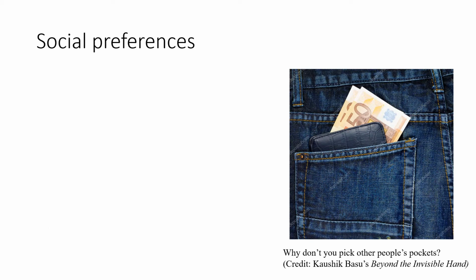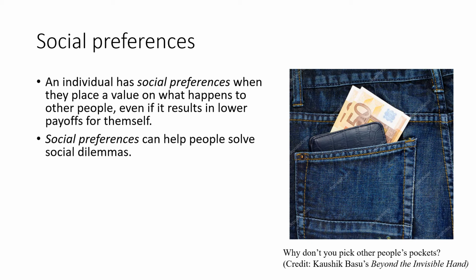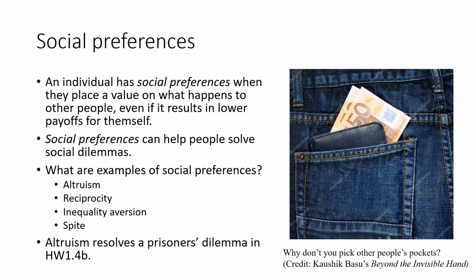When it comes to social preferences, we know that an individual has social preferences when they place a value on what happens to other people, even if it results in lower payoffs for themselves. Social preferences can help people solve social dilemmas. What are some examples of social preferences then? Altruism, reciprocity, inequality aversion, and spite. For altruism-related questions, you're going to have some specific examples in your homework 1.4b.